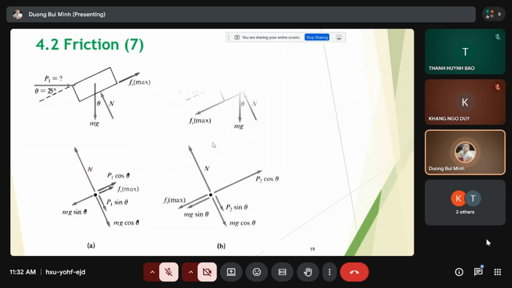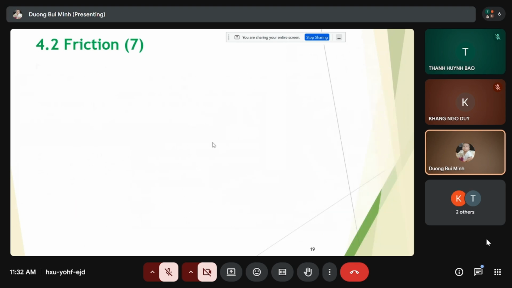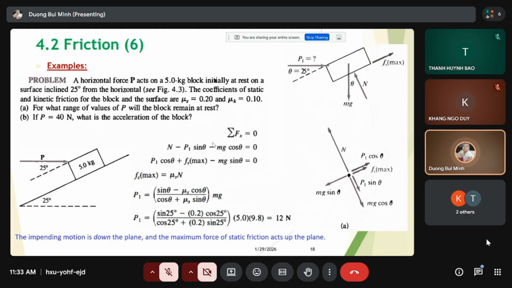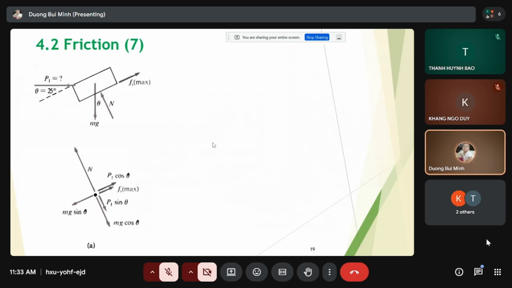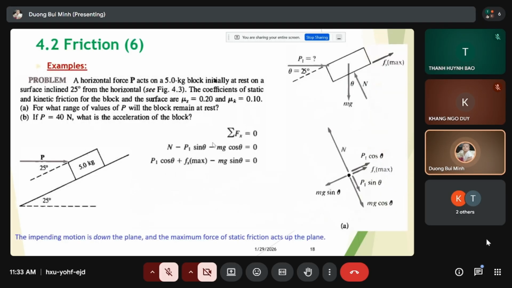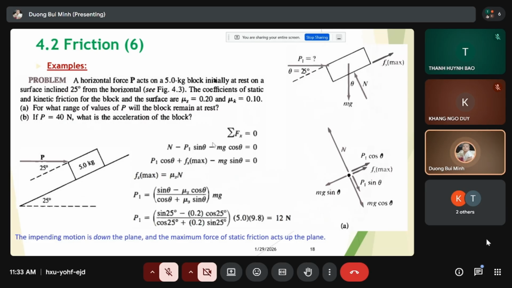Okay, so anyway, you can get B1, right? So B1 is 12 Newton. But here they ask us to calculate the range, right? The range, not a certain value. So we need to determine the maximum force and the minimum force. So at least we need 12 Newton to keep this object at rest.